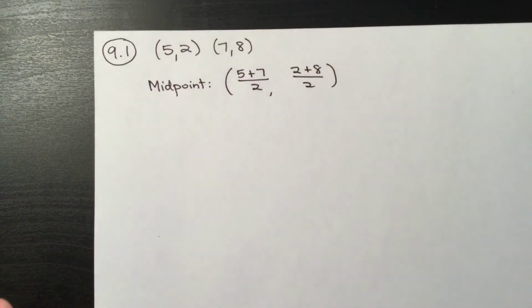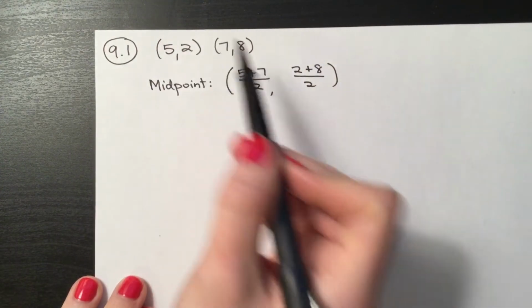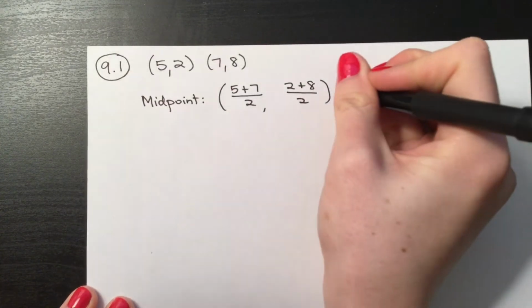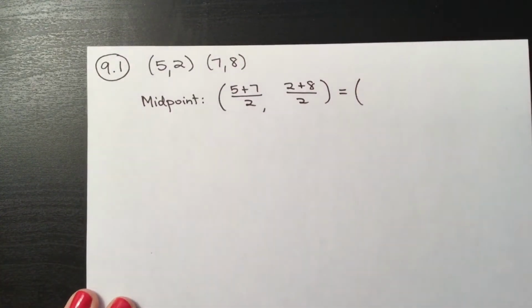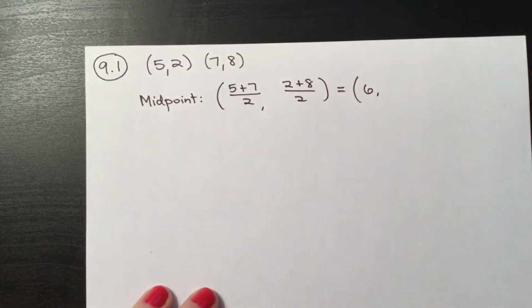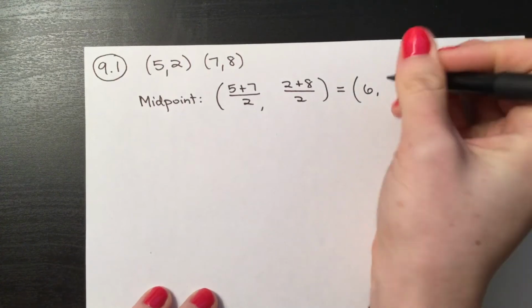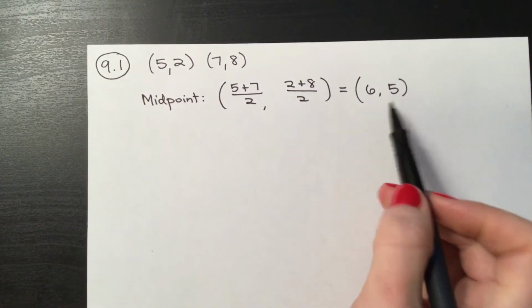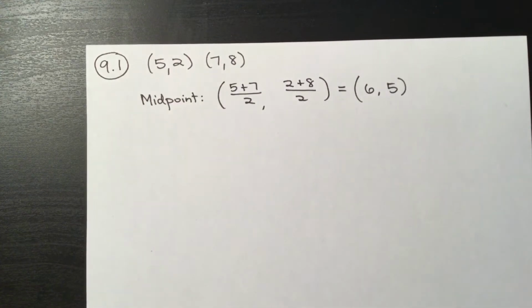Okay, so no matter what the values are, that's what you're doing. You're doing x plus x and dividing by 2, y plus y and dividing by 2. And then your new ordered pair will be just whatever this simplifies down to. So 5 plus 7 is 12, and 12 divided by 2 is 6. 2 plus 8 is 10. 10 divided by 2 is 5. So that just means this is the coordinate point that's exactly halfway in between these 2 points.